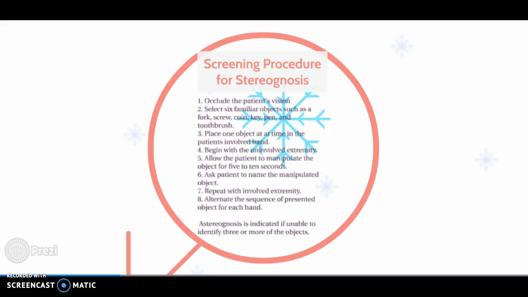Ask the patient to name the manipulated object. Repeat with the involved extremity. Alternate the sequence of presented objects for each hand. Stereognosis is indicated if the patient is unable to identify 3 or more objects.